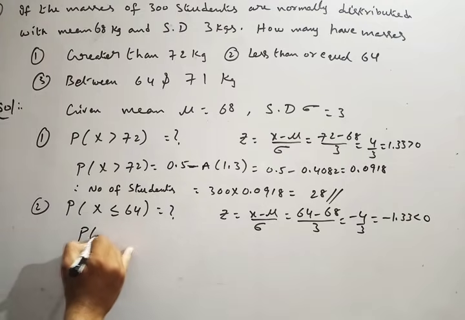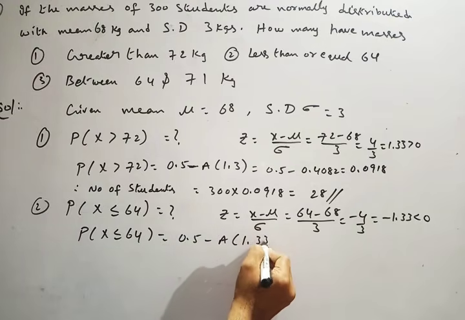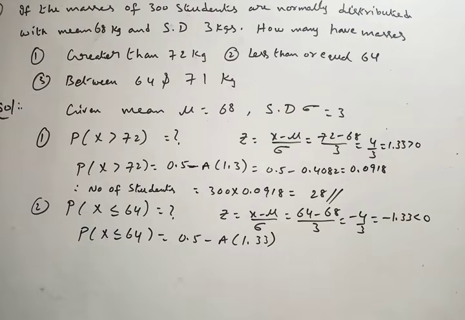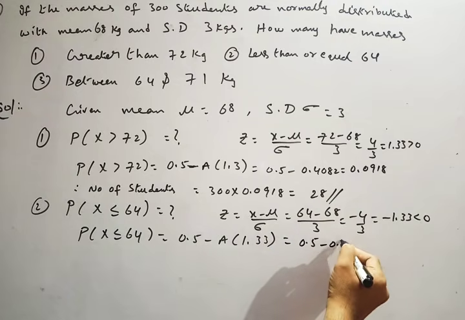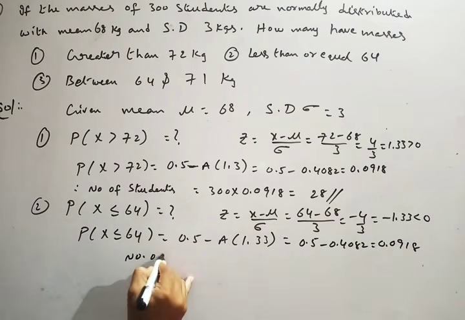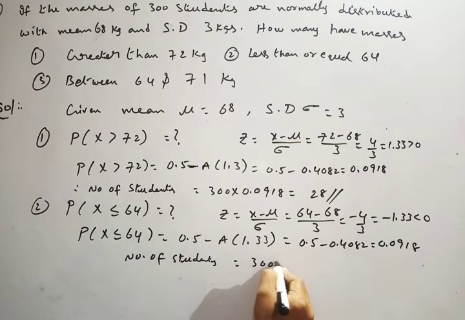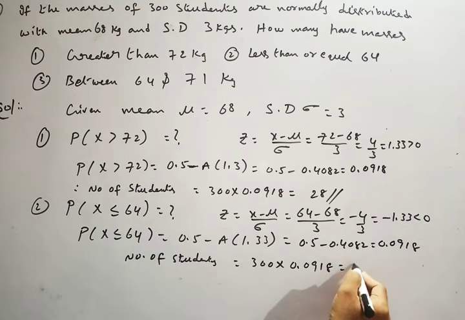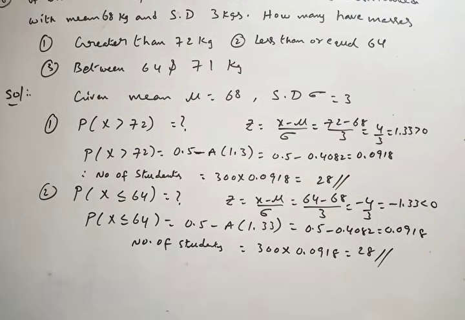So for this case, P of X less than or equal to 64 is equal to 0.5 minus area of 1.33. What is the formula? Area of 1.33, same. This one also has 2 cases. So this minus indicates negative direction. So 0.5 minus the same value 0.4082, 0.0918. So the number of students who have less than or equal to 64 kg, 300 into 0.0918. This one also, approximately you get 28 students.